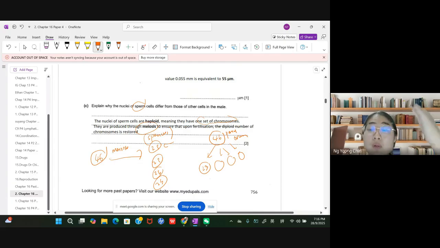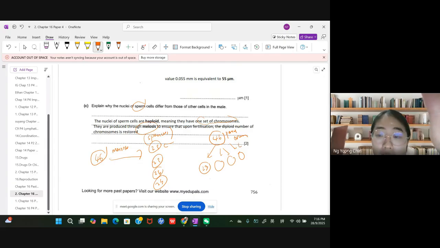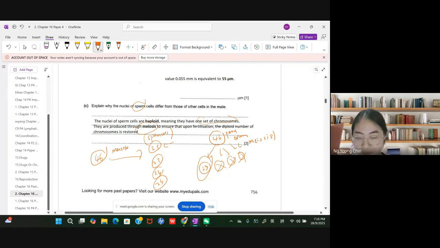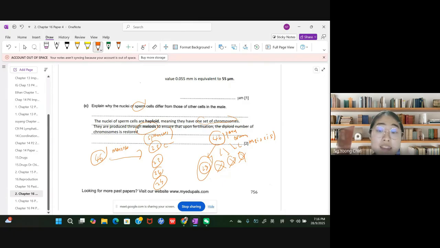So they will undergo meiosis. By this meiosis, they will produce 4 haploid cells. Just that these 3 haploid cells will degenerate, and only 1 haploid cell is left. So that's why only 1 ovum will be produced, but there will be a lot of sperms being produced. You understand what I mean?